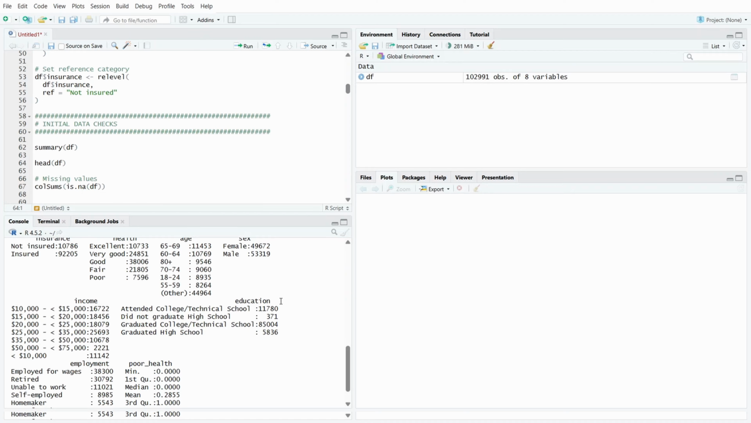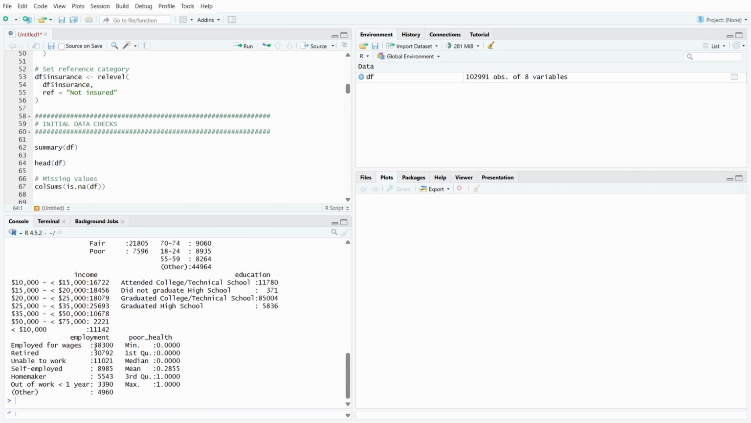Next, we examine educational attainment. Most respondents report graduating from college or technical school. Far fewer respondents report lower levels of educational attainment, such as not graduating high school. This indicates that the dataset is heavily concentrated among individuals with higher educational levels.